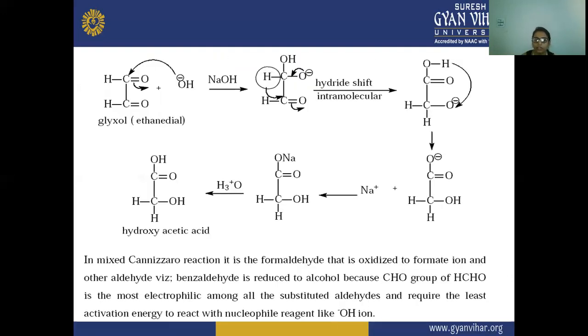Now in the glycol, you will see here the OH. This is your ethane diol, because here two hydroxyl groups are present. So its name is ethane diol: ethane because two carbons are present, and diol because two hydroxyl groups are present. That is your ethane diol, and this is known as your glyoxal.